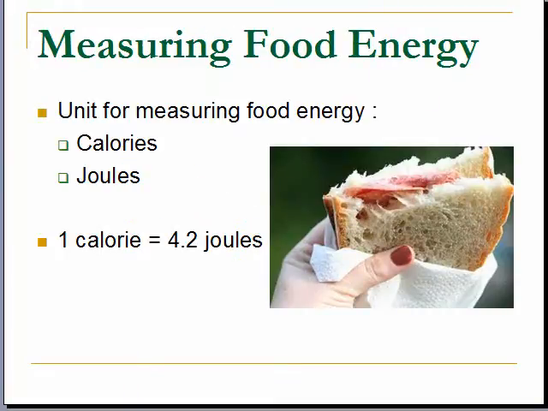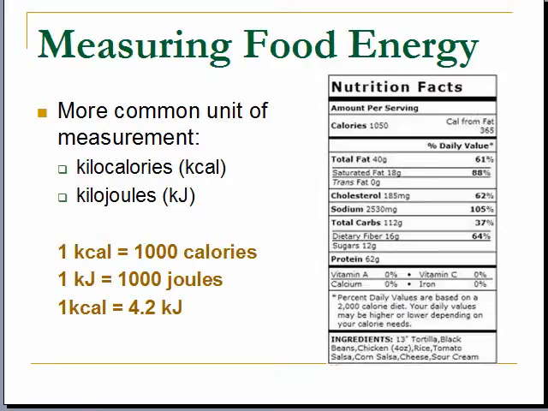Now let's look at measuring energy. The unit to measure food energy is usually calories and joules, and 1 calorie is equal to 4.2 joules. But the more common unit of measurement is kilocalories or kcal, or kilojoules, which is denoted as kJ. This is because calories and joules are too small in value to be used conveniently. So 1 kilocalorie is equal to 1000 calories, whereas 1 kilojoule is equal to 1000 joules. 1 kilocalorie is equal to 4.2 kilojoules.